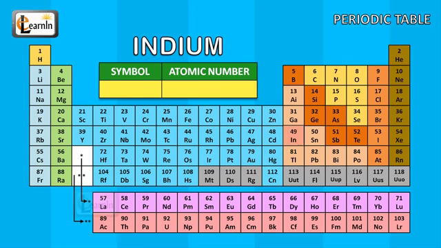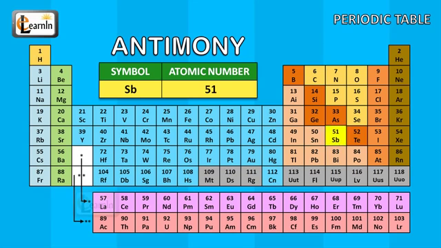The element indium is represented as In and has an atomic number of 49. The element tin is represented as Sn and has an atomic number of 50. The element antimony is represented as Sb and has an atomic number of 51.